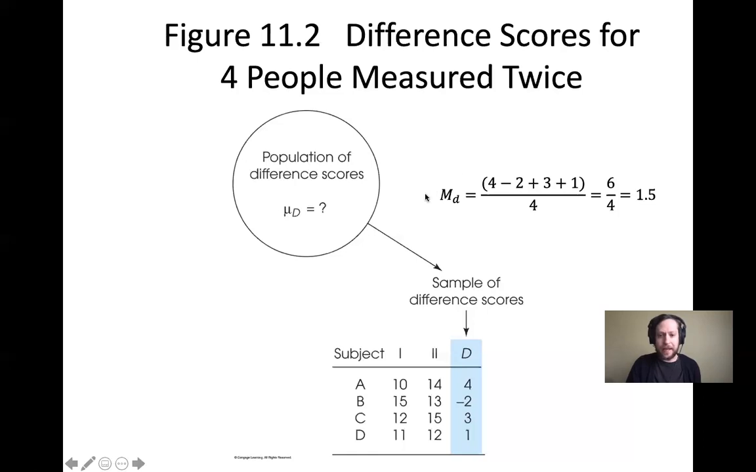And so how do we calculate M sub D? That is shown right here. Remember, M sub D is the mean of those difference scores. And so all you do is you add up those 4 scores, 4 plus minus 2 plus 3 plus 1. That equals, let's see, 2, 5, 6, divided by the total number of difference scores, which is 4. 6 divided by 4 equals 1.5. So our mean difference score right here is 1.5. Any questions or comments so far about how I've calculated those D's and how we calculated the mean of the difference scores?